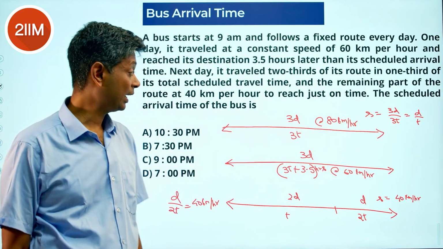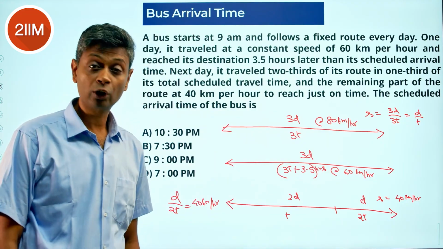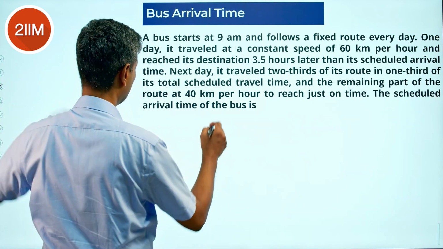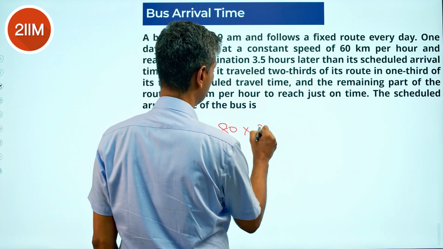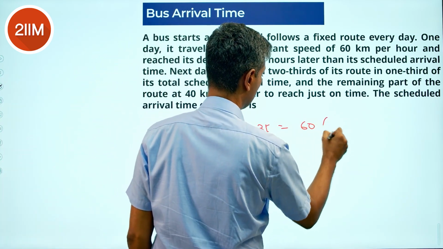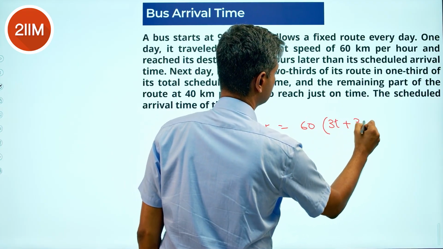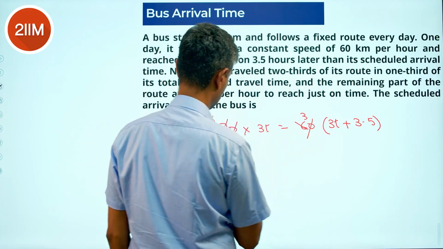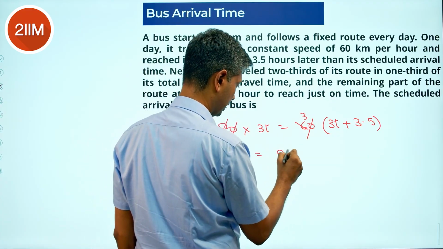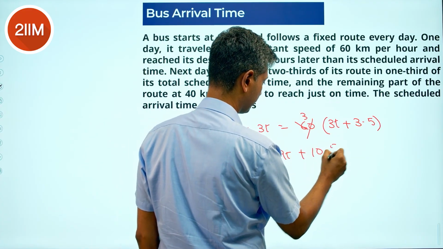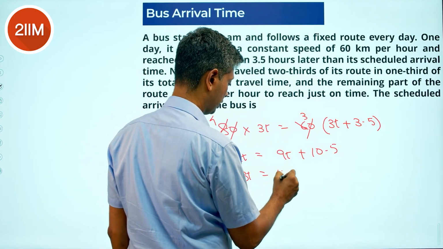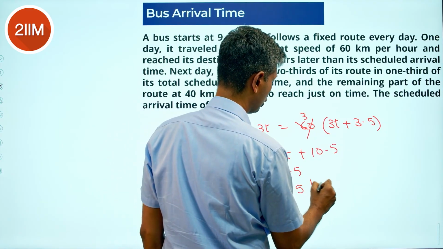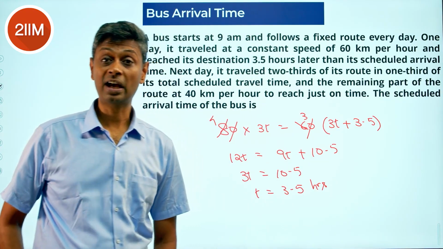At 80 kilometers per hour, it takes time 3t. At 60 kilometers per hour, it takes 3.5 hours more. Find the time taken. So 80 into 3t equals 60 into 3t plus 3.5. 4 and 3, 12t equals 9t plus 10.5. Or 3t is 10.5. T is 3.5. It usually takes time 3t, that is 10.5 hours.